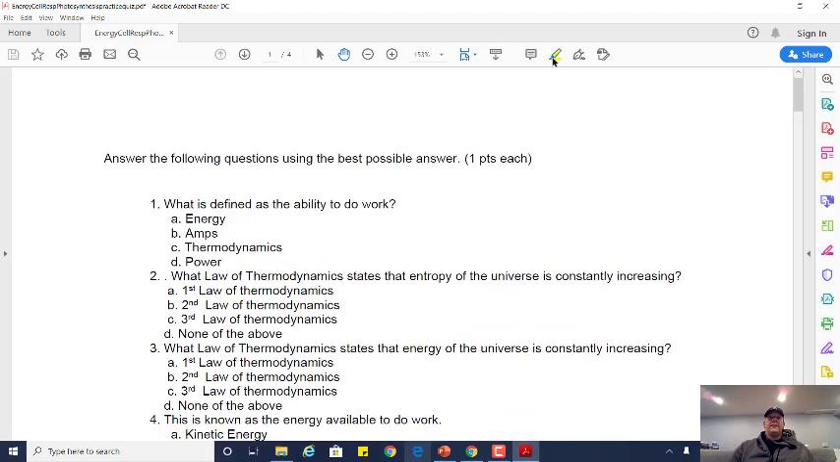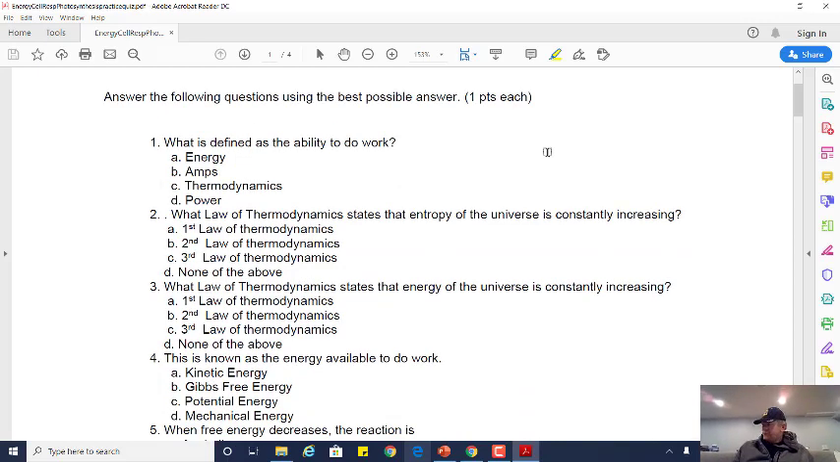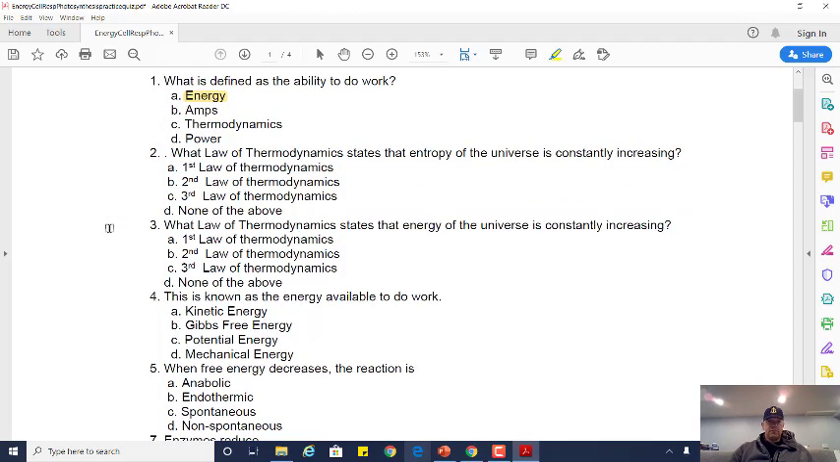All right, let's take a look at this practice quiz. The first question, what's the ability to do work? That's a definition. That's energy. What law of thermodynamics states that entropy of the universe is constantly increasing? So it's not talking about energy, it's talking about disorder or entropy, and that's the second law of thermodynamics.